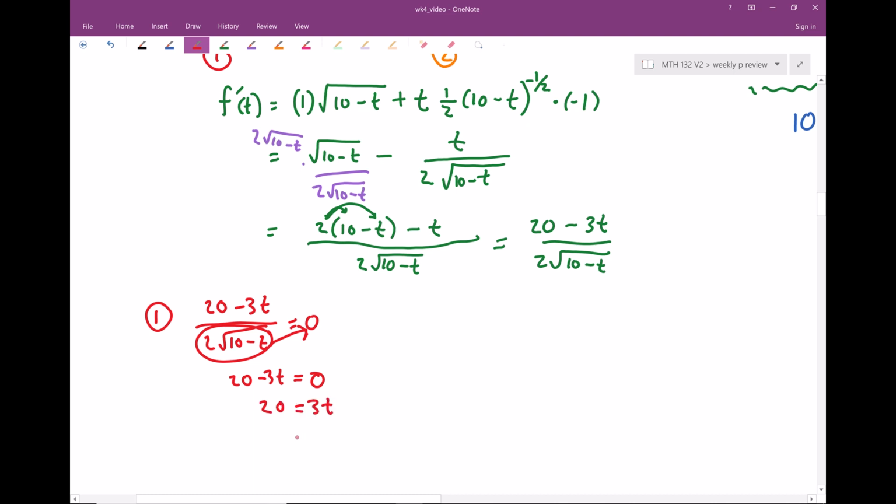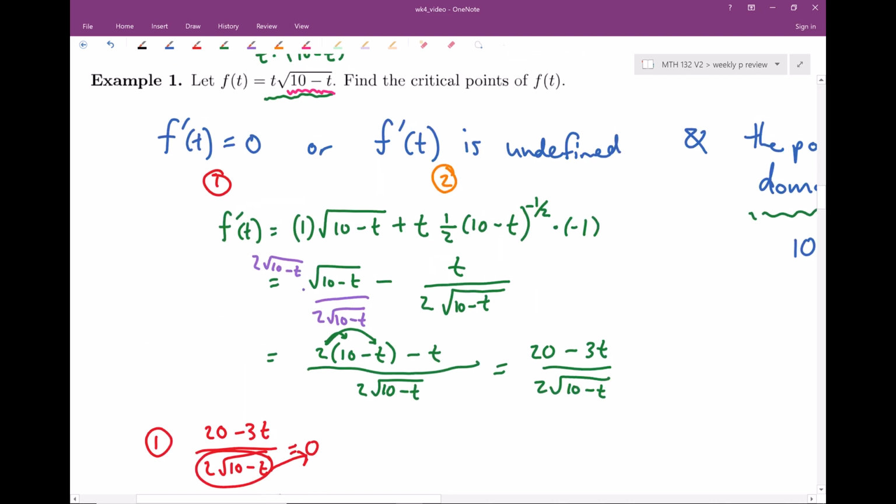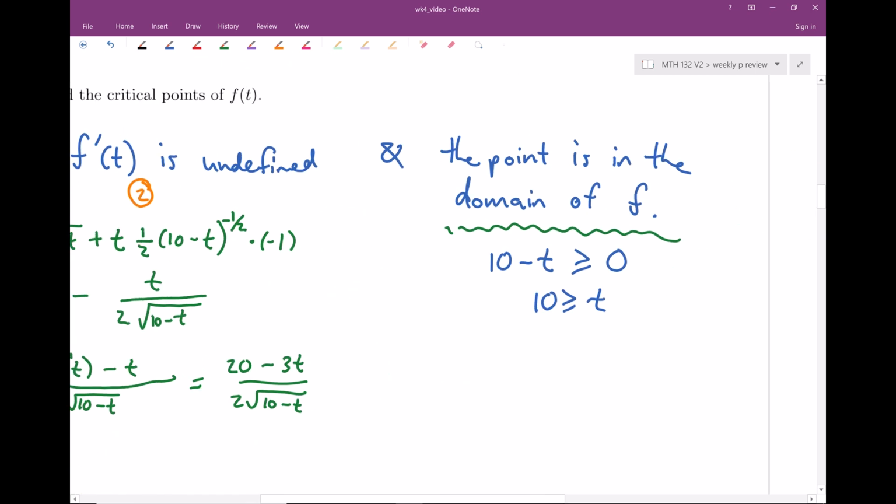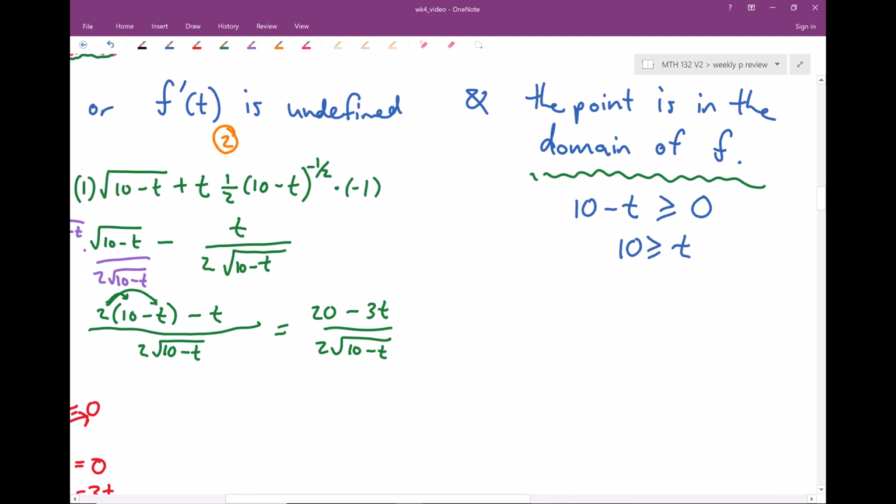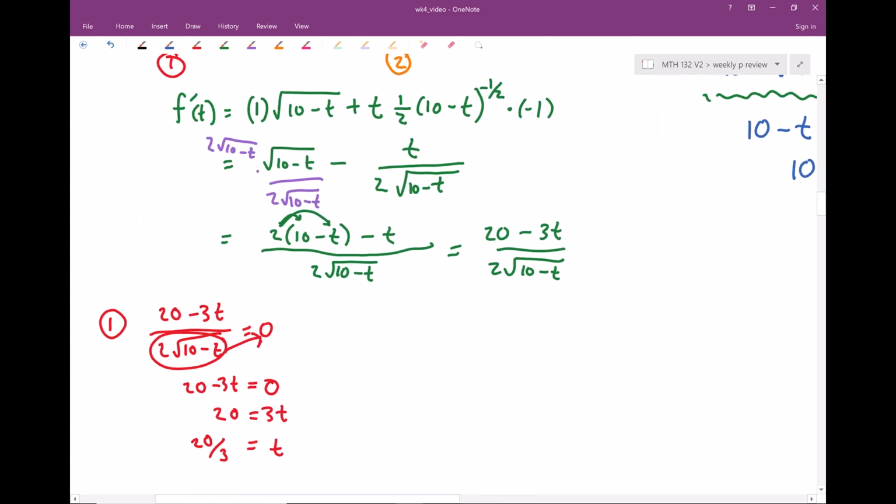Then I could go ahead and divide by 3, and I get t is equal to 20/3. So remember, 21/3 is right around 7. So this is a little bit less than 7. Because again, we have to make sure that we're in the domain of the function. So is 7 or something a little bit less than 7 less than 10? Yes, absolutely. So this is actually going to refer to a critical point. All right, so that's where the derivative is equal to 0.